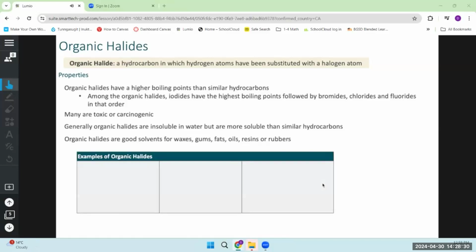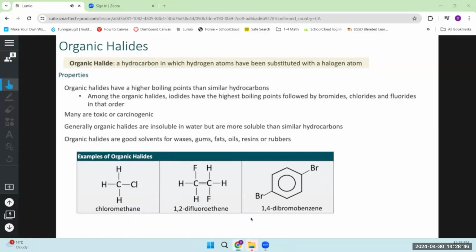Examples of some organic halides are things like chloromethane, where a hydrogen has been substituted for a chlorine atom. 1,2-difluoroethane: here we have a double bond and two fluorine atoms present, so difluoro. And 1,4-dibromobenzene: two bromine atoms attached to a benzene ring.